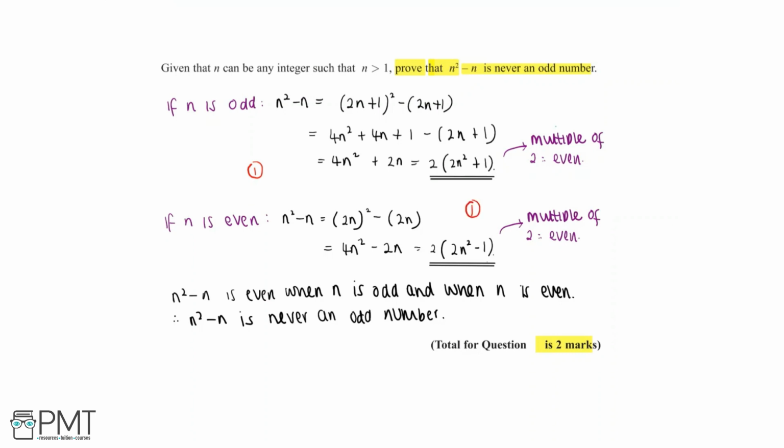And so by factorising the 2 out, we were able to prove that n squared minus n is an even number, regardless of whether n is odd or if n is even. And so we've now achieved the full 2 marks needed in this question.